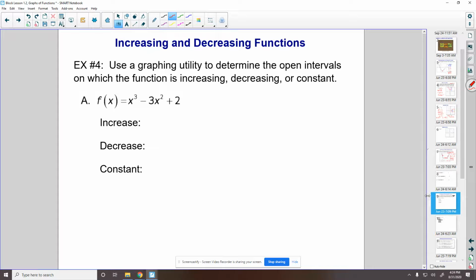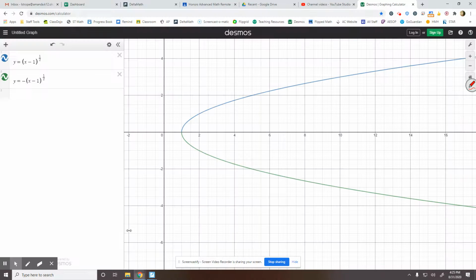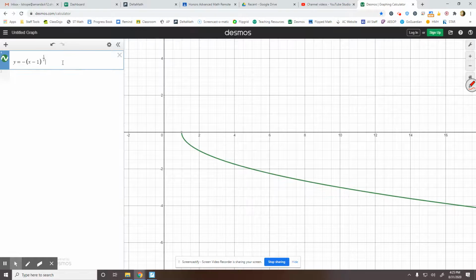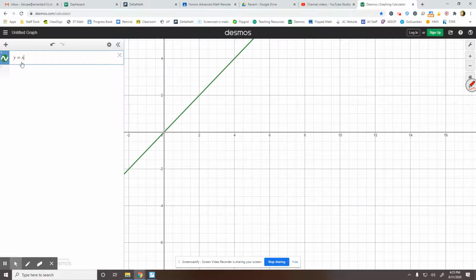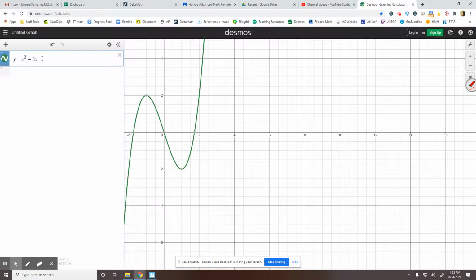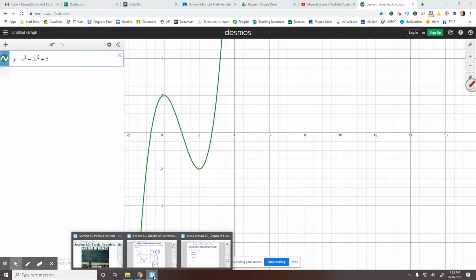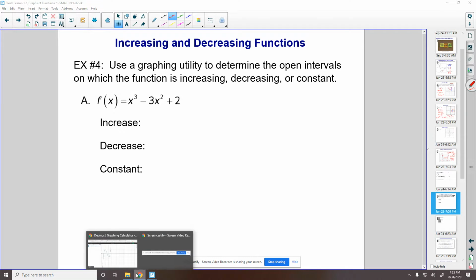All right, we're going to go back to Desmos and we're going to graph some stuff and we're going to tell where it's increasing, where it's decreasing, and where it is constant. So we need x cubed minus 3x squared plus 2. Okay, so x cubed minus 3x squared plus 2. Was it plus 2? Yes, it was plus 2.